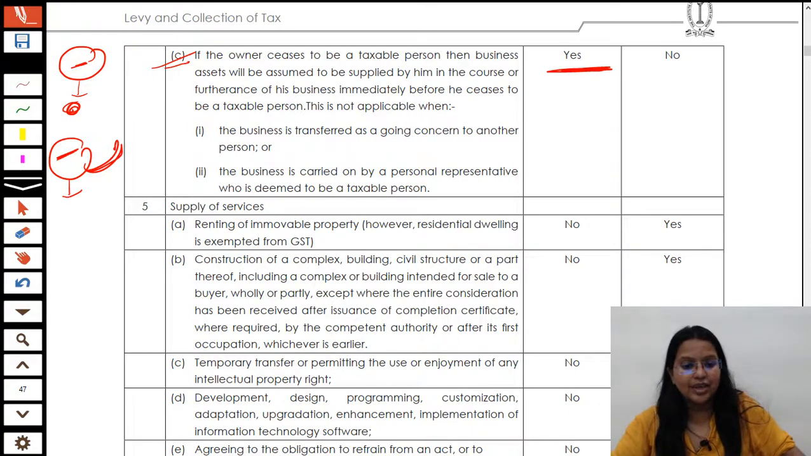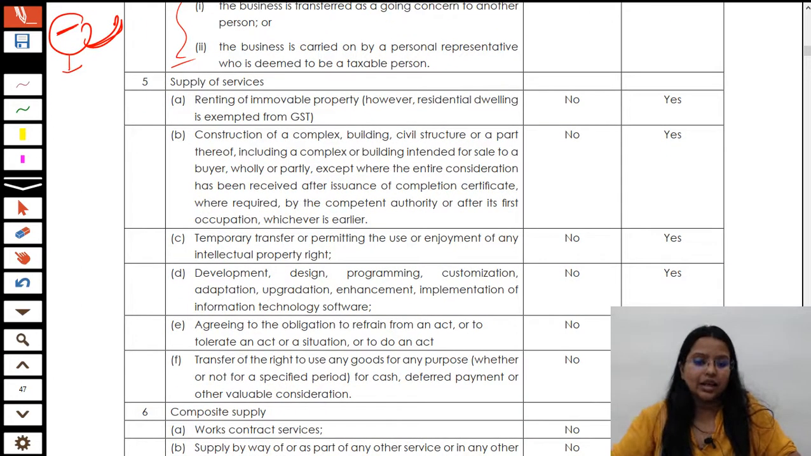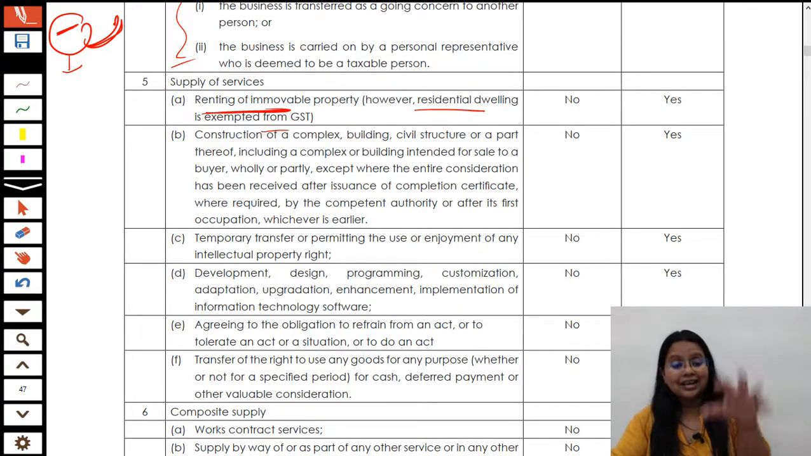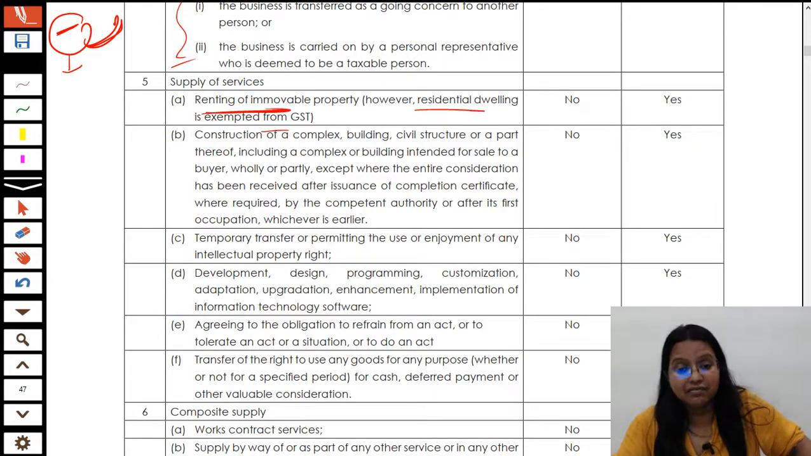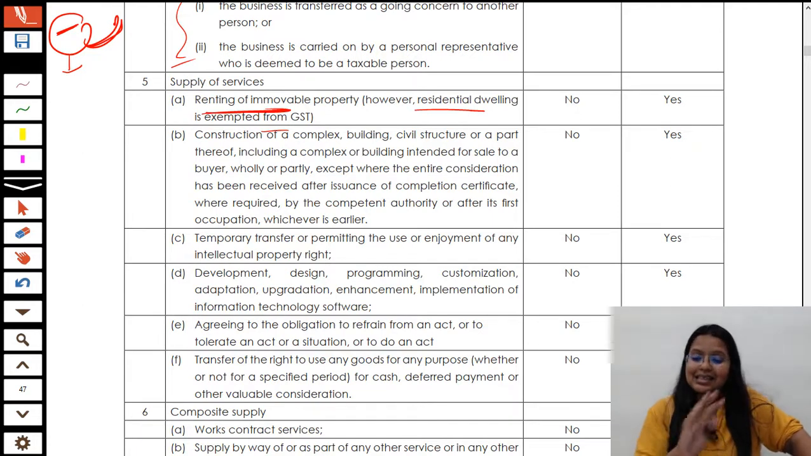It means in these two cases the implied provision shall not apply. Next is supply of services. In all these cases, students, renting of immovable property is a supply of service. However, residential dwelling is exempted from GST, as we will understand in the section on exemption from GST.